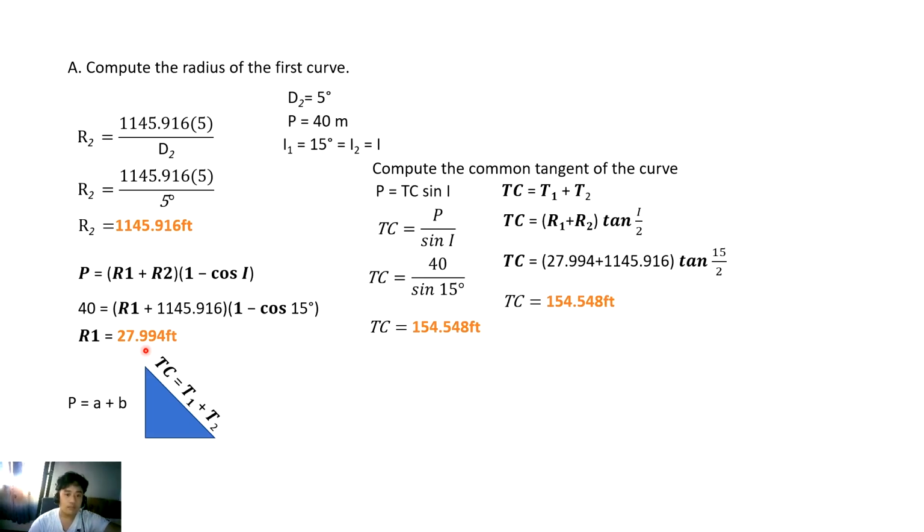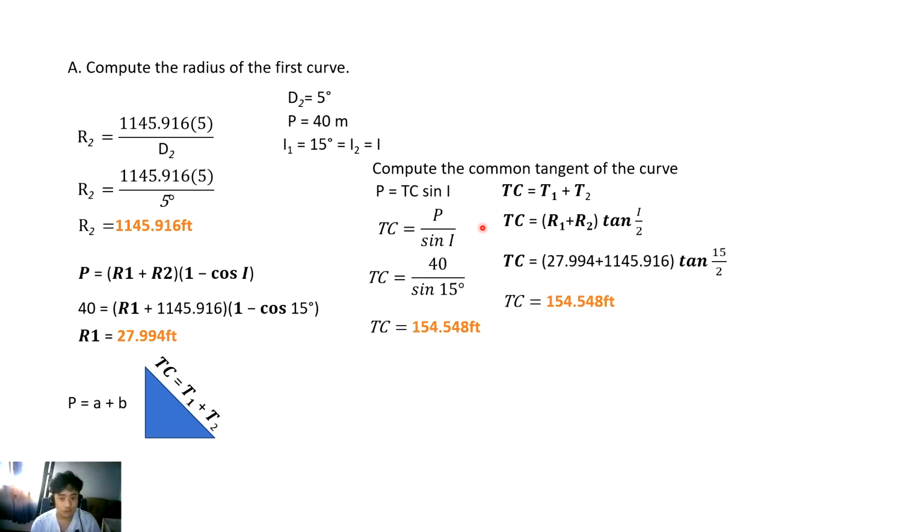Okay, para makuha naman natin yung TC, tulad ulit ng ginawa natin kanina, gagamit tayo ng dalawang formula para ma-check natin kung pareho bang tama. So, P equals to TC times sin I. So, derive. So, magiging TC equals to P over sin I. So, substitute natin. TC equals to 40 over sin 15 degree and we'll get 154.548 feet.